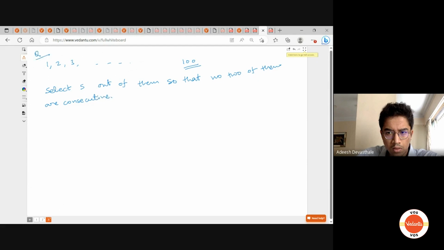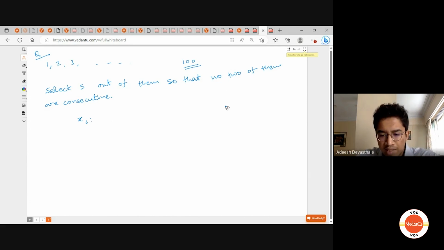Okay, so I have an idea. Out of this set, I want to create some kind of a bijection to a simpler counting problem. So I will design an equation. Let x1 denote the gap between the first element, that is 1, and the first chosen element. x2 denotes the gap between the first chosen element and the second chosen element, and so on.